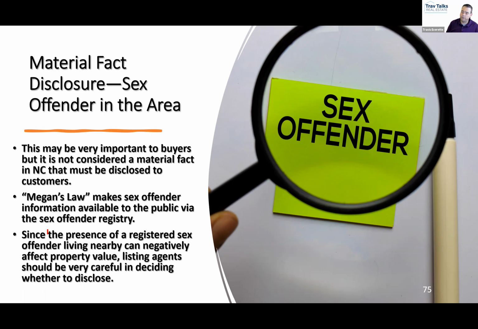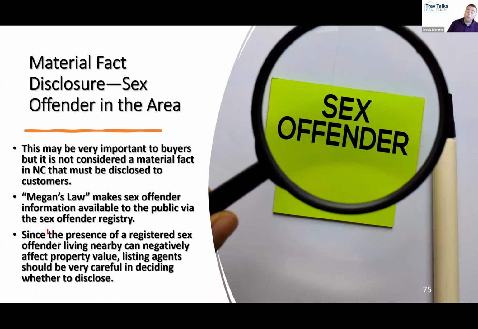That's not the question here, though. I'm saying I'm the listing agent. I represent the seller, and the buyer comes to look at the property. Am I required to inform that buyer that there's a registered sex offender living on the property or across the street, anything like that? No. We are not. Just be aware that the information is available.